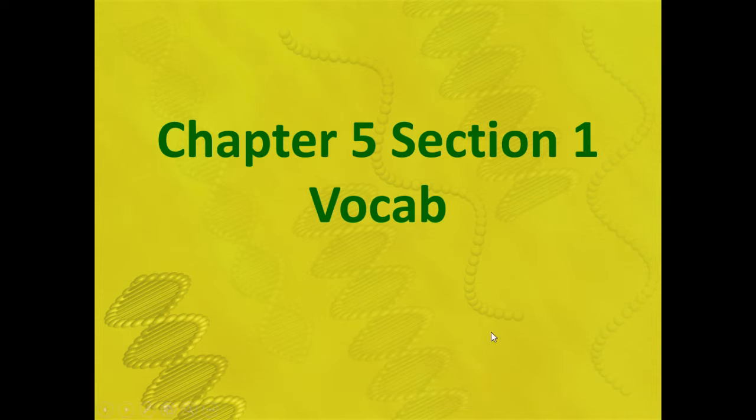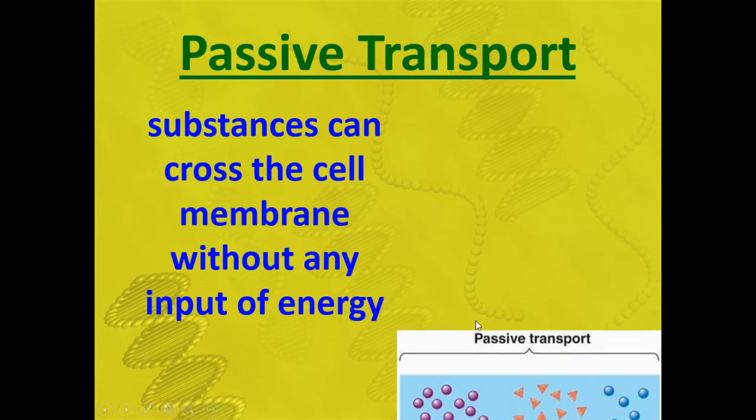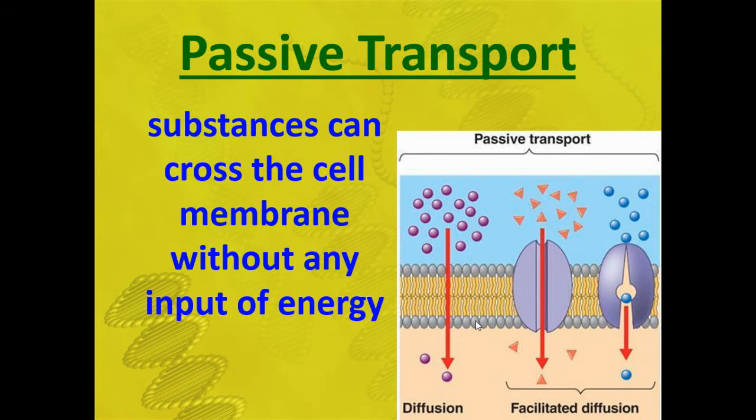So the first section we're going to do is on passive transport. Passive transport is where substances can cross the cell membrane without any input of energy. And there's 3 different types: diffusion, facilitated diffusion, and then osmosis.